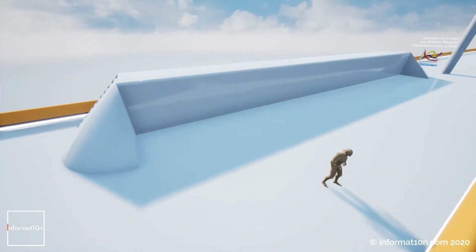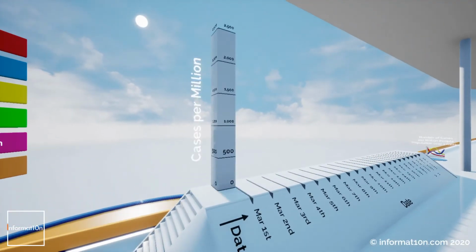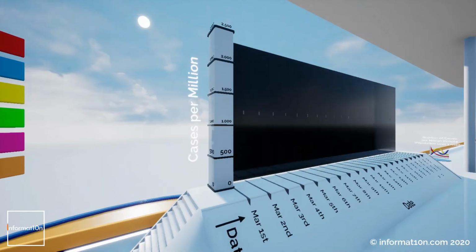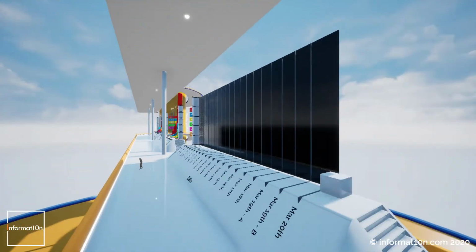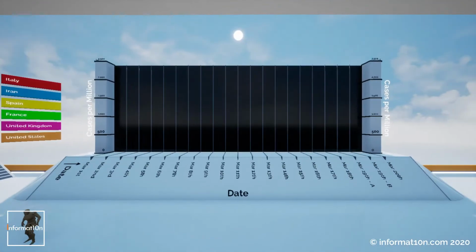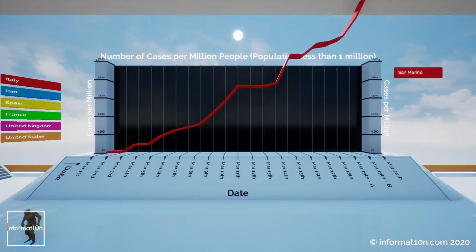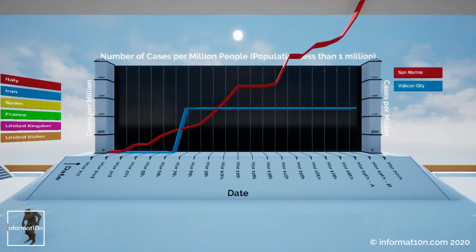So this first chart here, we're looking at the number of cases per million. And this is going to focus on smaller countries with a population overall of less than 1 million. So this chart is running from March the 1st up until March the 20th. So it's the last 2 to 3 weeks of data. And all of this is coming from the World Health Organization.